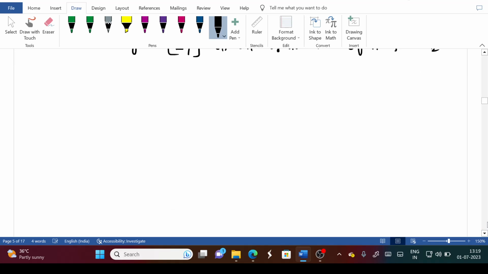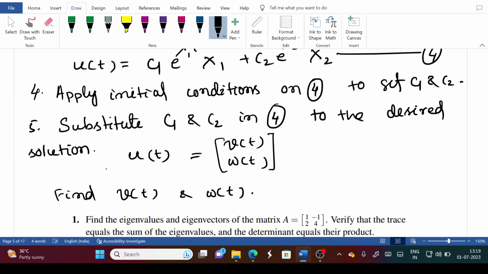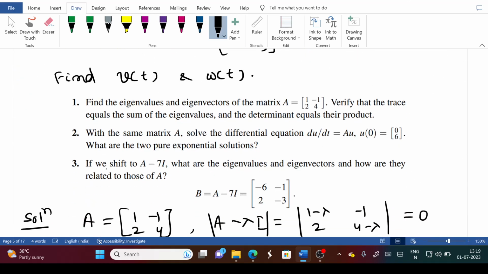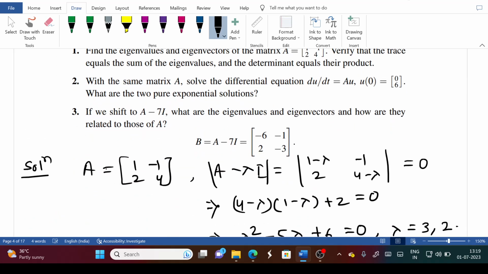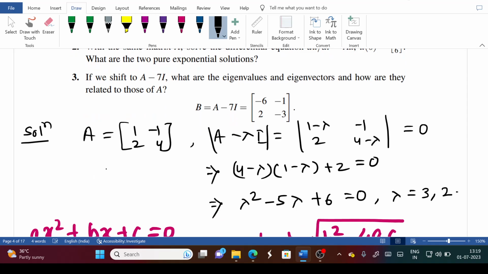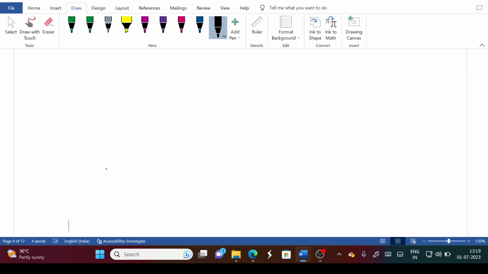So what about the general solution then? First part of the question, let us study what it is. Find the eigenvalues and eigenvectors of the matrix A, and verify that the trace is equal to the sum of the eigenvalues and the determinant is equal to their product. Now what about the trace? What is our matrix? [1, -1; 2, 4]. So trace is 5, determinant is 6.